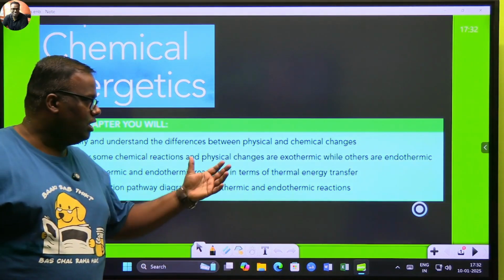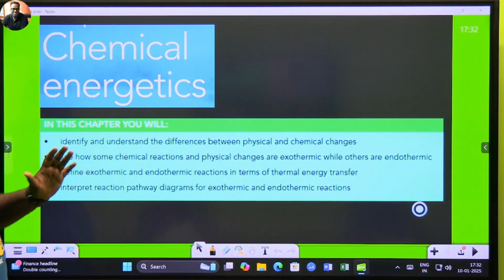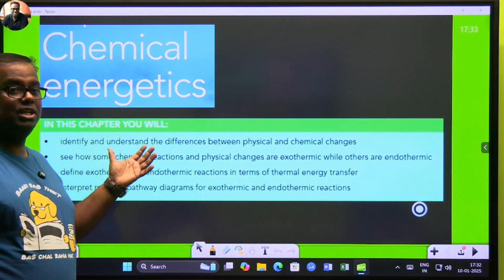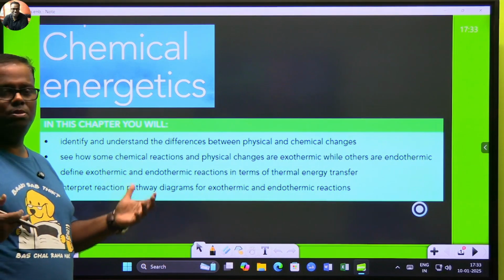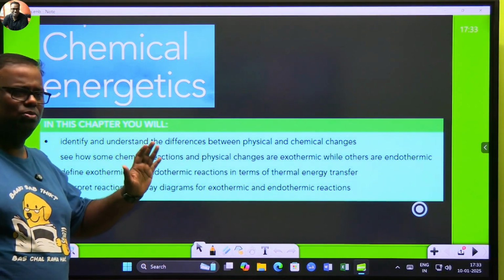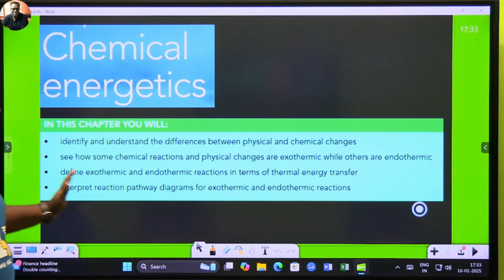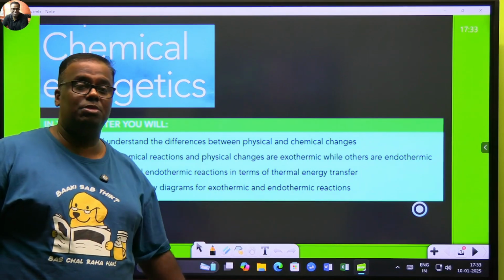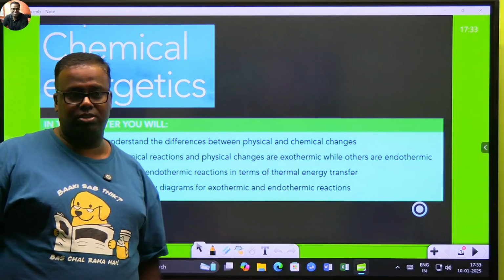Okay? When you study exothermic, endothermic, we'll be studying it from two perspectives. One is physical change, what are exothermic, endothermic changes? And when it's a chemical change, a chemical reaction. So we'll get into that. Then define exothermic and endothermic in terms of thermal energy transfer.